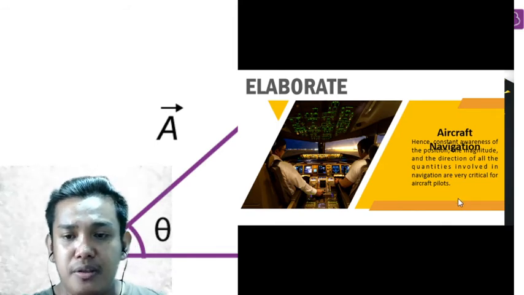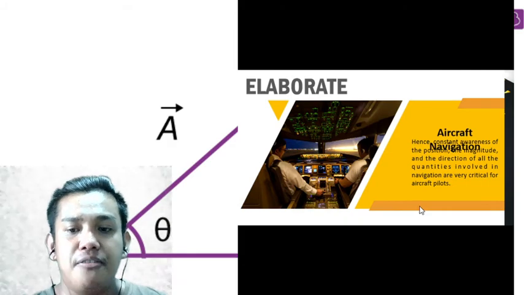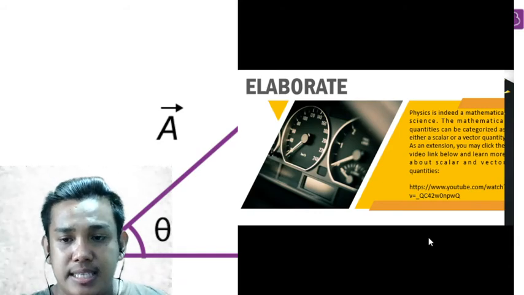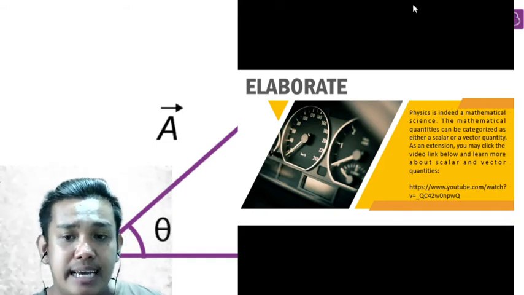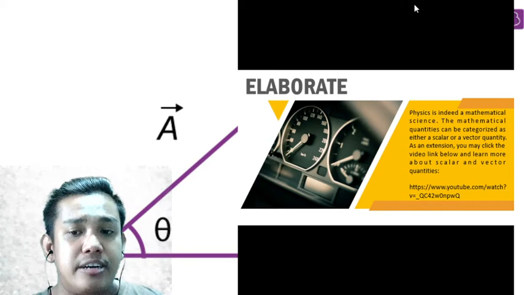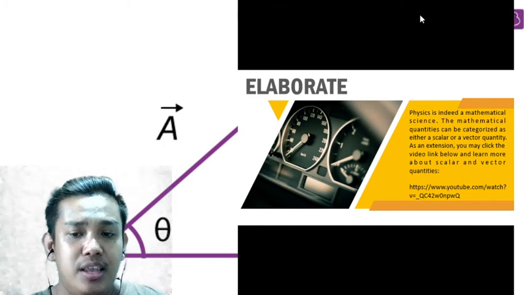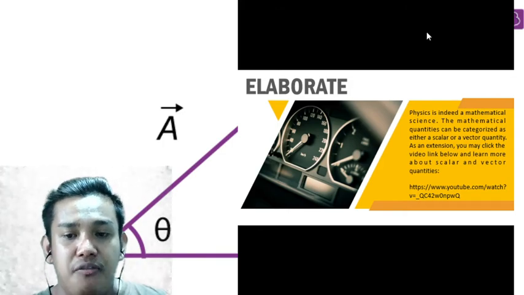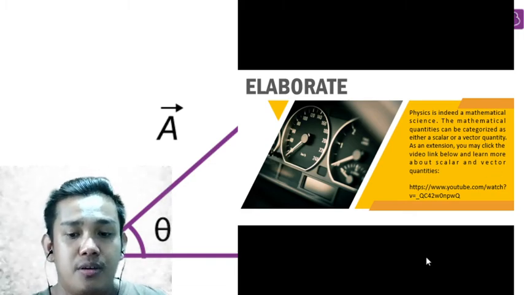Hence, constant awareness of the position, or magnitude, and the direction of all the quantities involved in navigation is very critical for air pilots. So, physics is a mathematical science, and quantities can be categorized as either a scalar or a vector quantity. As an extension, you may click the video link below or copy the link so that you can watch more videos about scalar and vector quantity.